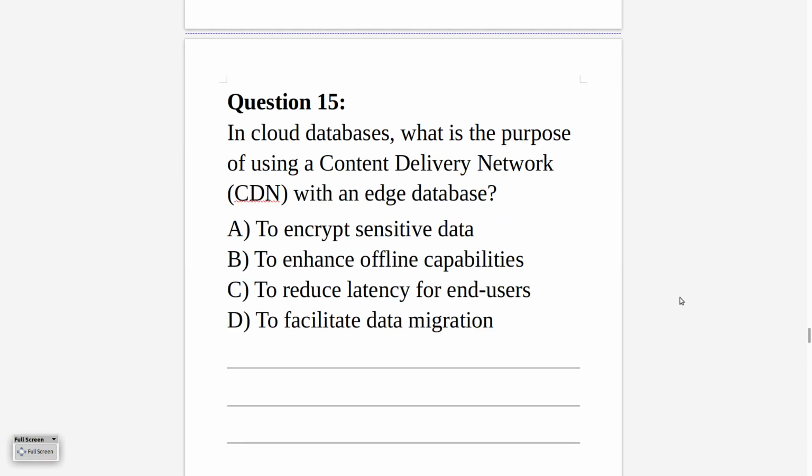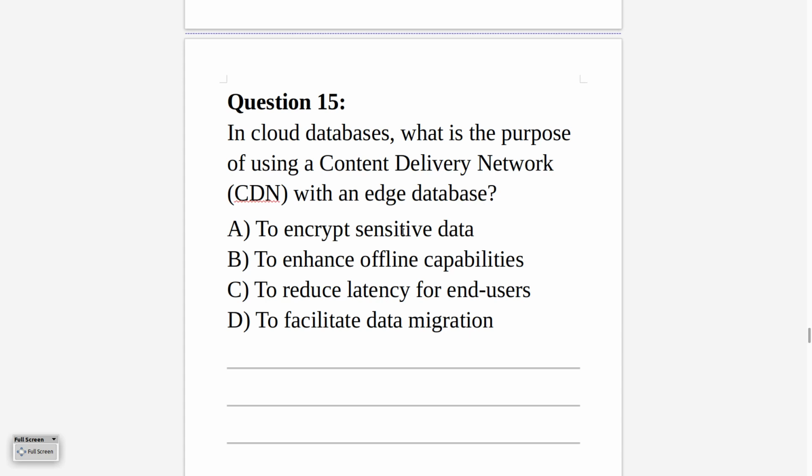Question 15. In cloud databases, what is the purpose of using a content delivery network, CDN, with an edge database? To encrypt sensitive data, to enhance offline capabilities, to reduce latency for end users, to facilitate data migration. Okay. Now, I've never heard of an edge database, but I know what a CDN is, right? You can cache at the edge. It will be quicker. It will reduce the load on the origin. So let's see if anything here rings a bell.